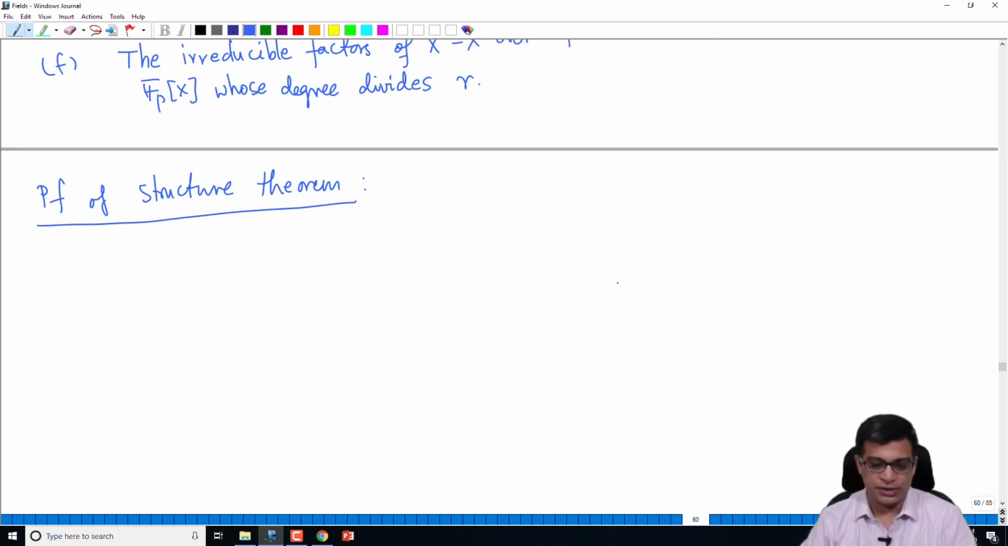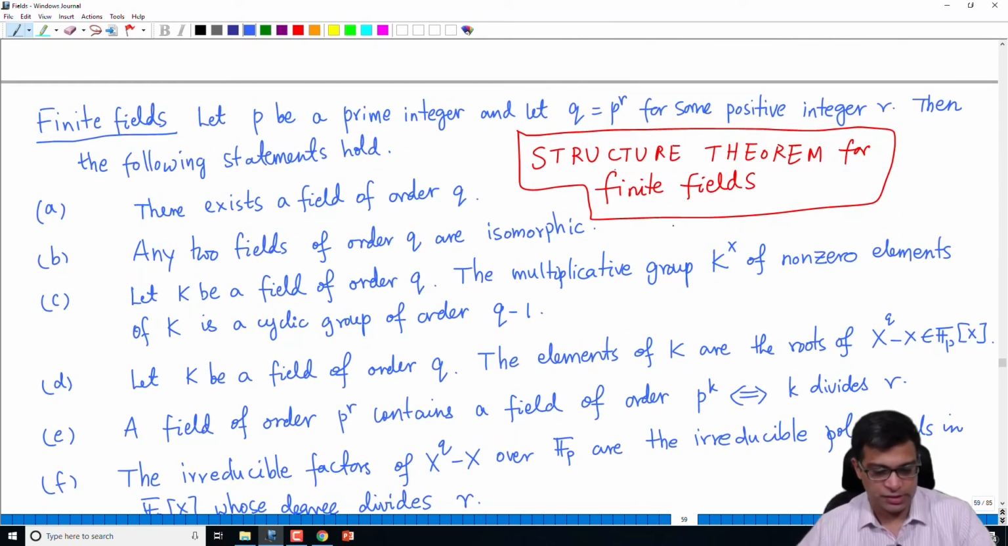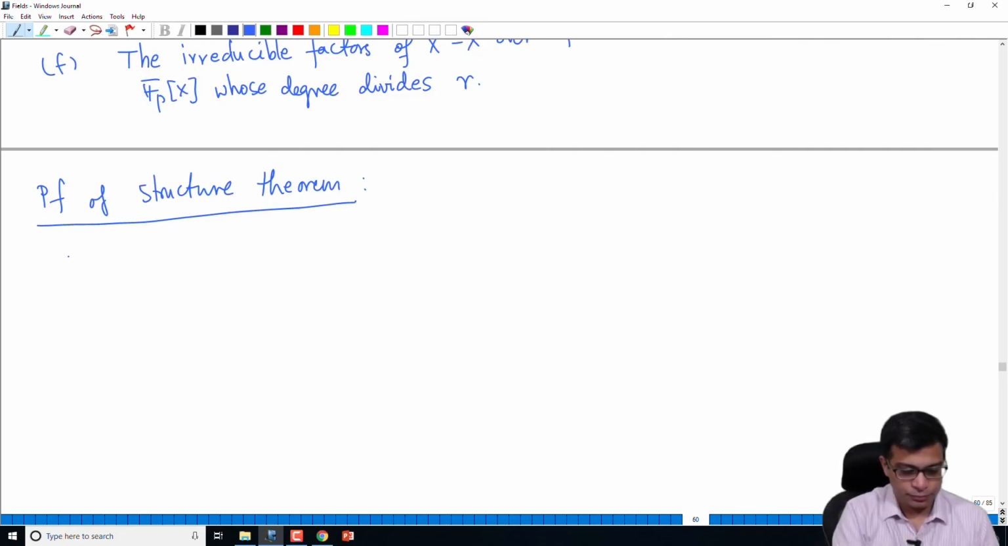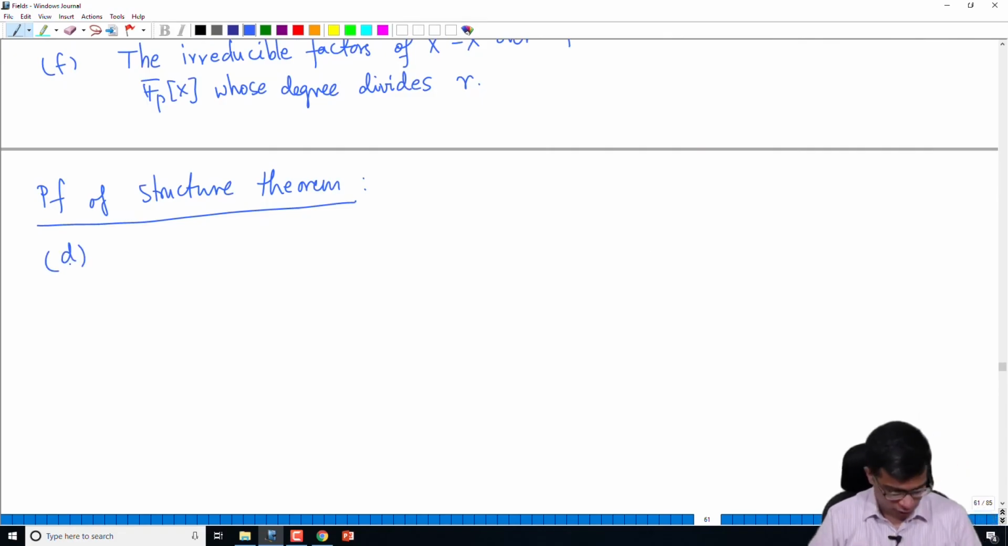So I will not prove this in the order in which I wrote. I wrote in that order because this is the sequence that you should remember, but we will prove it in a different order. So we will prove D first. I will prove all of these one by one. So let's prove D. What is D?